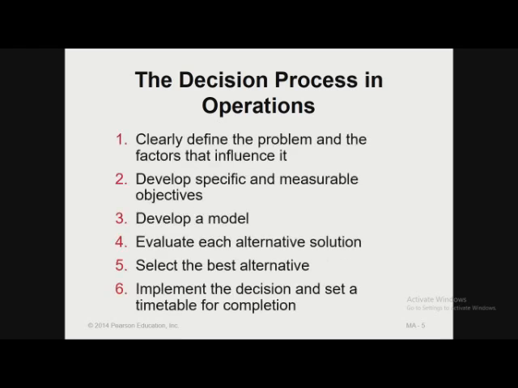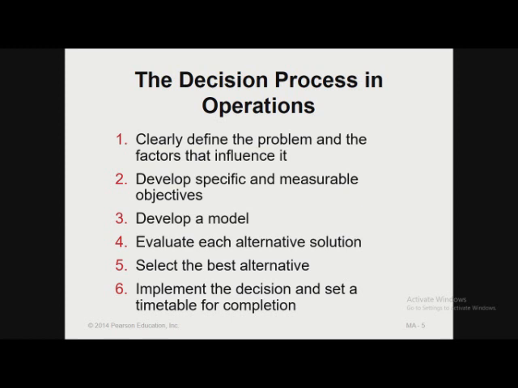So, we have here 6 decision process in operation. Since it's a process, you need to conduct your decision making in an orderly manner. First is clearly define the problem and the factors that influence it. You need to consider that. Second is develop specific and measurable objectives. Your objectives must be SMART: specific, measurable, attainable, realistic, and time bounded.